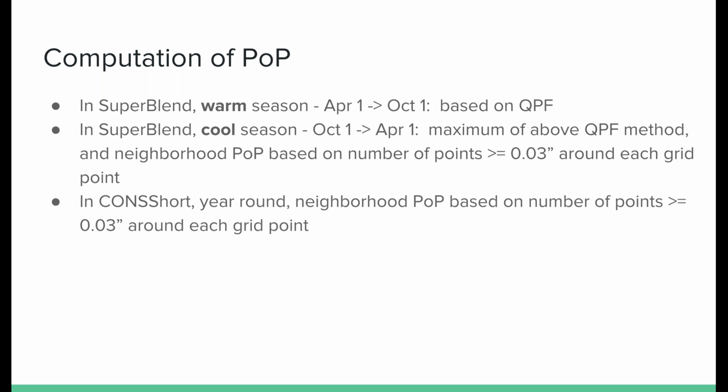In conshort, neighborhood pop is utilized year-round. That was found after looking at how convection pans out for conshort versus convection for superblend. It works better in conshort than it does in superblend for whatever reason.